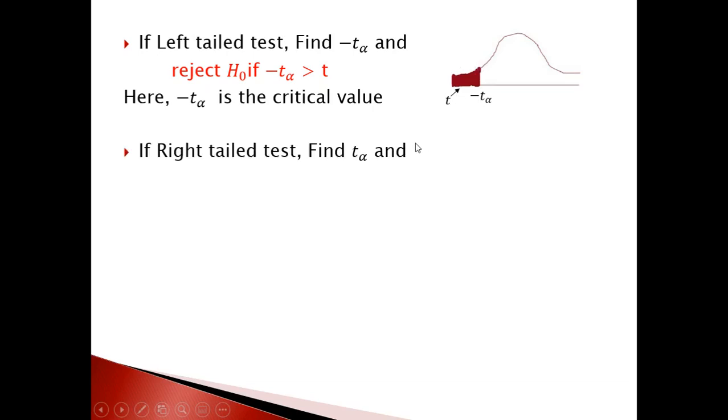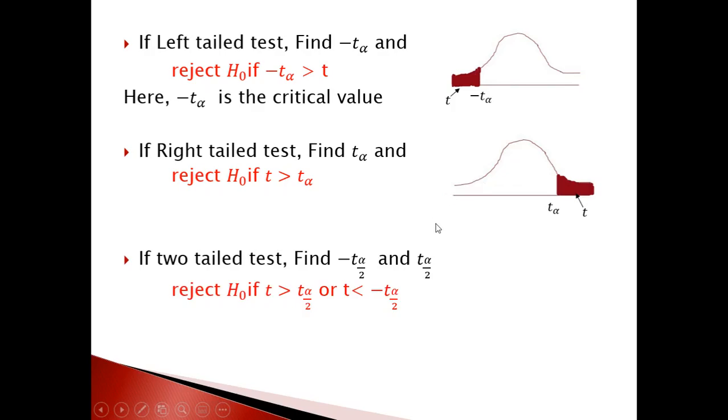Next one is the right tail test. We have to find t alpha, and if the t value is greater than this critical value t alpha, again we reject H naught. As you can see in this picture, the t value is greater than the t alpha value, so we reject H naught.